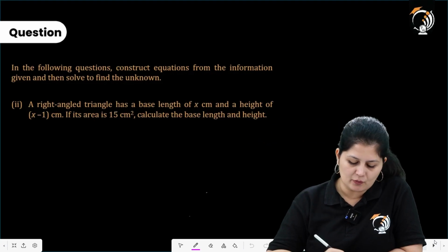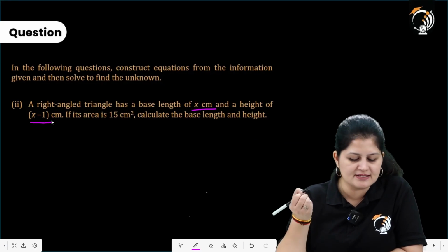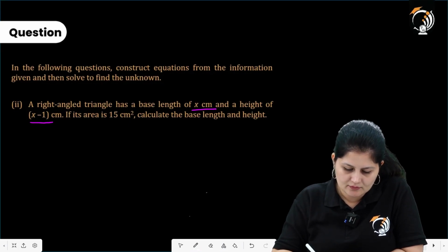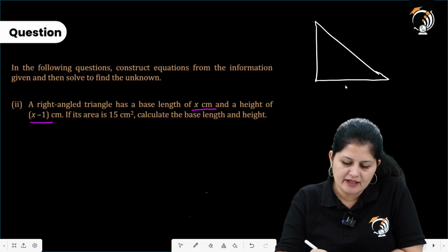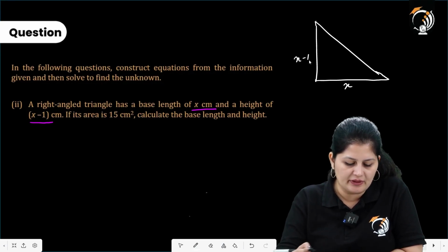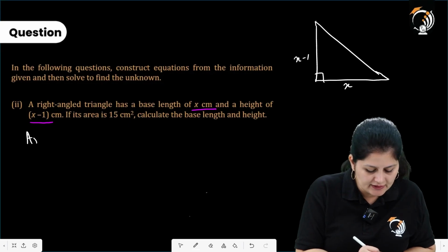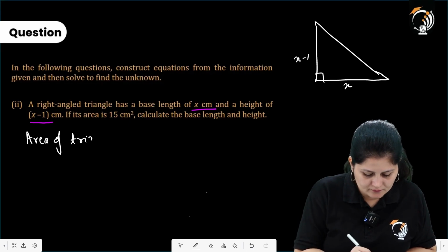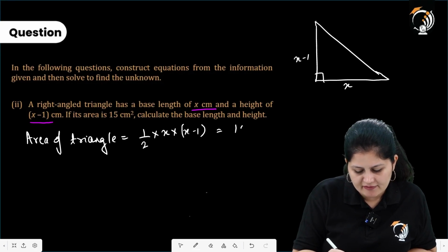Moving to the next subpart of the question, which says a right angle triangle has a base of length x centimeter and a height of x minus 1 centimeter. So let's first make the triangle here. There is a right angle triangle and it has a base of x centimeter and the height is x minus 1 centimeter, and the area is 15 centimeters. If we talk about a right angle triangle, we know that the area of a triangle is equal to half multiplied by the base multiplied by the height, that is x minus 1 here, and the area is given to us as 15.